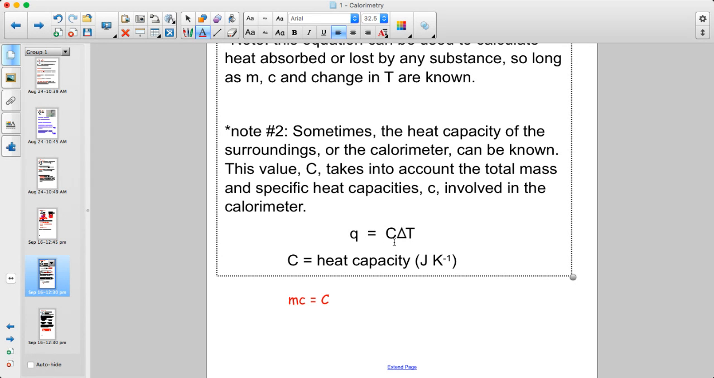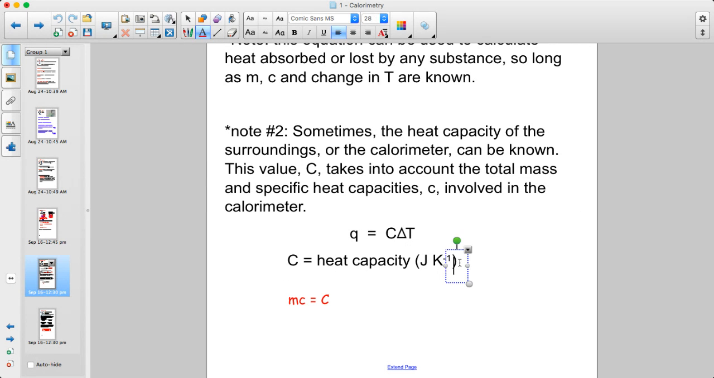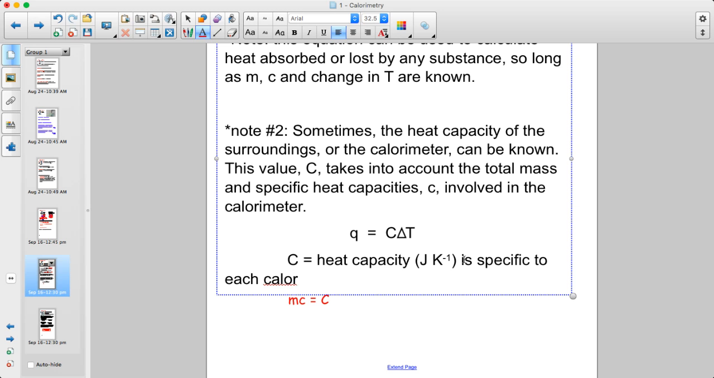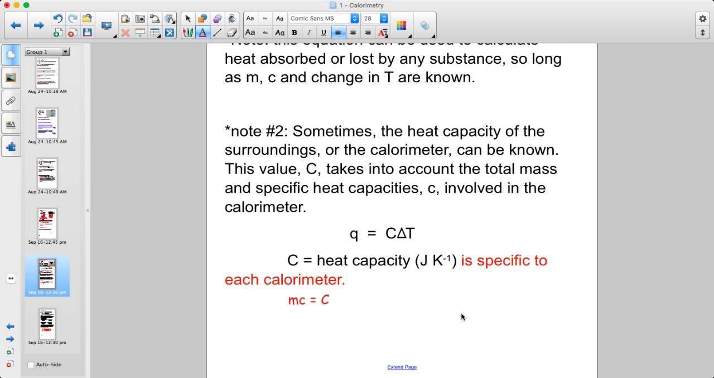So heat capacity is not a constant for water. Heat capacity is specific to each calorimeter. Okay, so this is not anything you would ever be expected to know a value for. But if they gave you a problem and they brought up this big C and you were looking around for, well, where's the MC? Essentially, they've replaced MC with big C for this specific container.